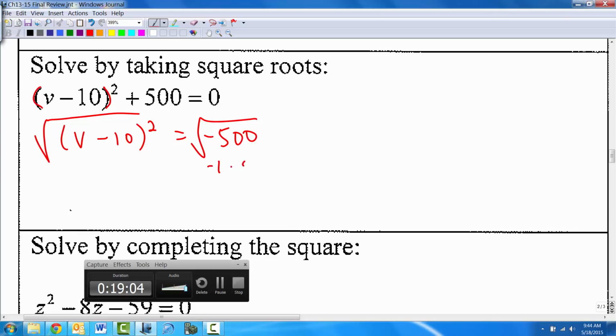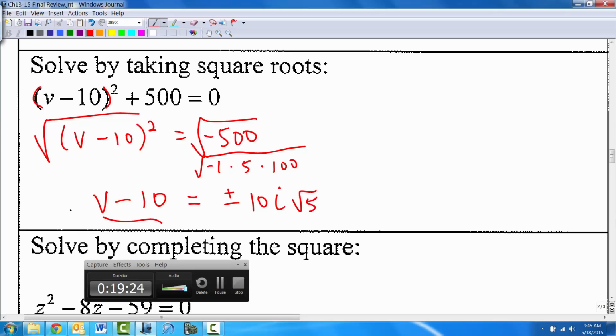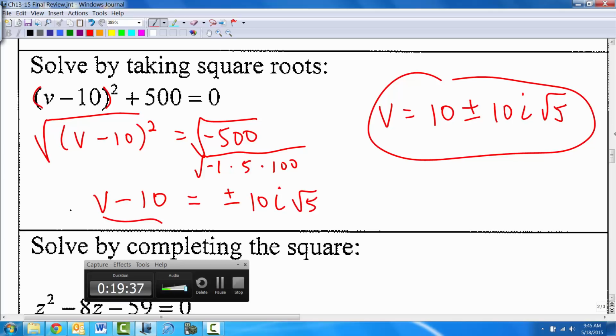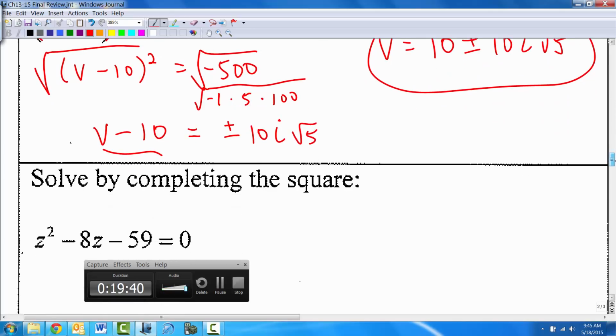Now let's break this down real quick in our head. Square root of negative 1, square root of 5, square root of 100. This is 10i root 5. But it's plus minus that. Square root of 100, 10, in case you weren't listening. I like writing i right there. And then root 5 stuck in jail. And then how do you get v by itself? You add 10 to both sides. And you shove it in front of the plus minus 10i root 5. And no, these don't simplify. That is the answer. This is an imaginary solution scenario.